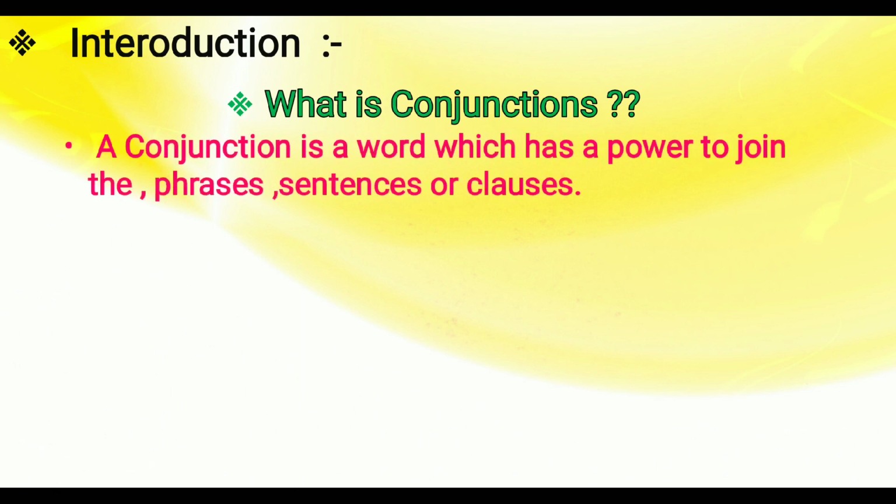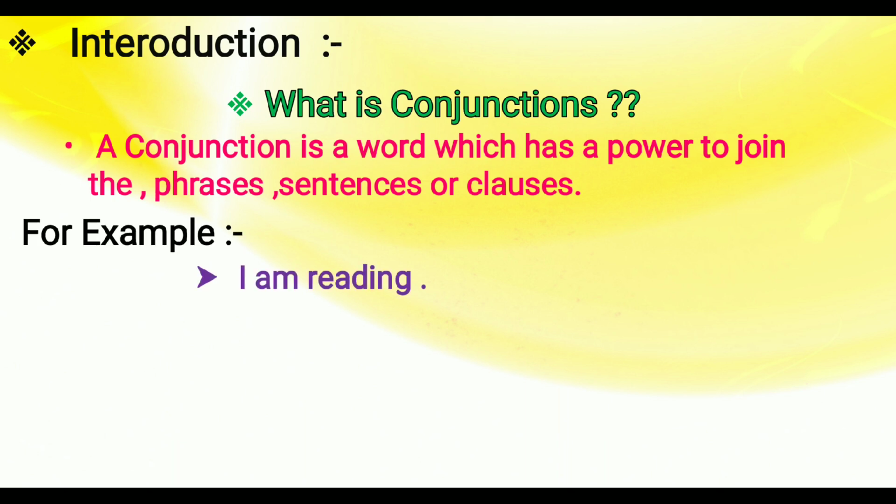Our new lesson, conjunctions. Do you know what a conjunction is and why conjunctions are used in grammar language? A conjunction is a word which has the power to join phrases, sentences or clauses. It means we use a word to join sentences, phrases or words, and in grammar language it is called the conjunction. Let's see the example.